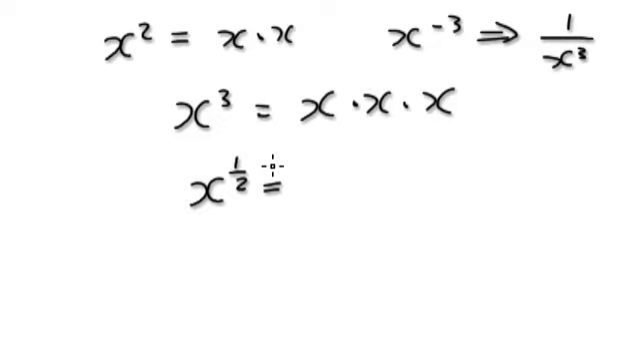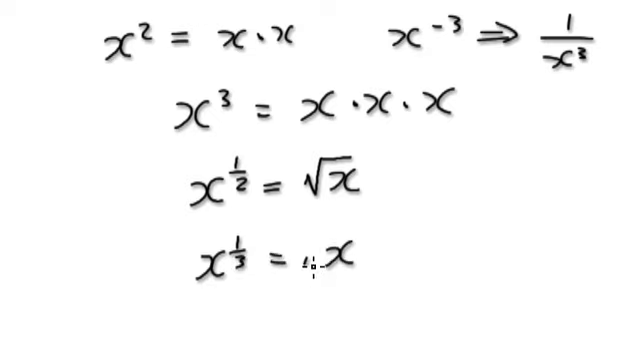But then x to the power of a half. Again, just accept it. This x to the power of a half means the square root of x. Just accept it for the time being. Okay, so hang on. X to the power of a third, well, that means the cube root of x.